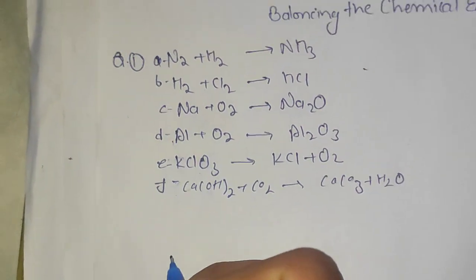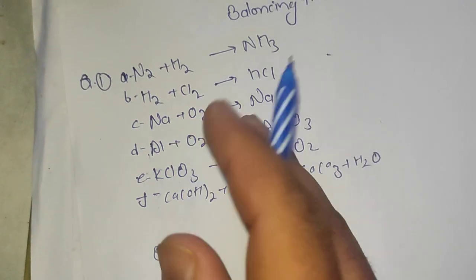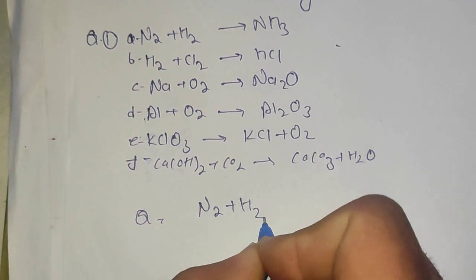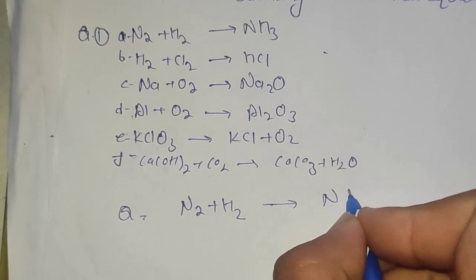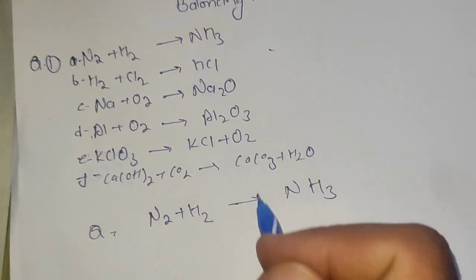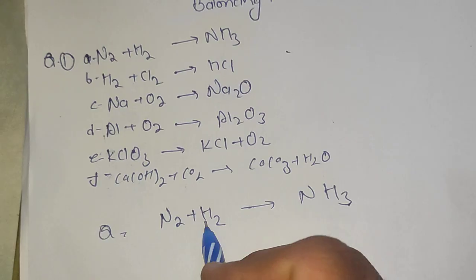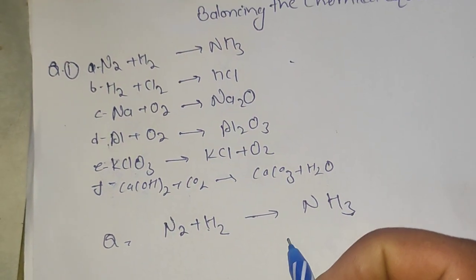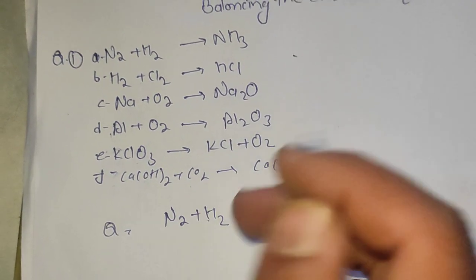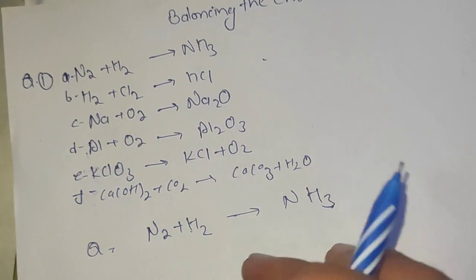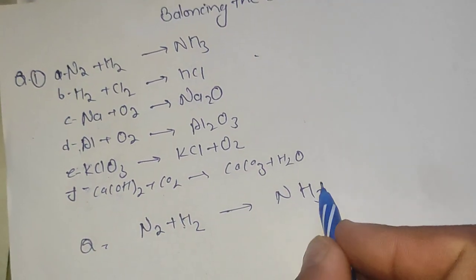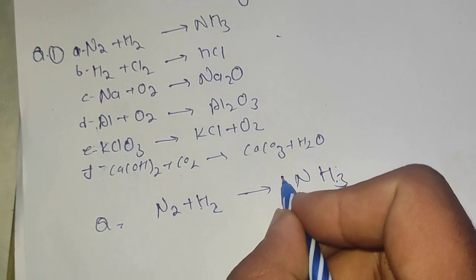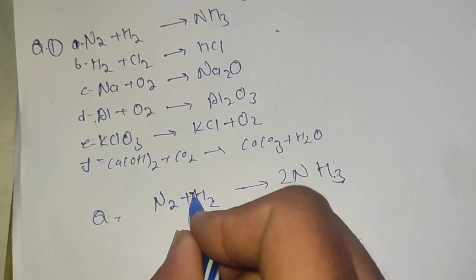Okay. So first question is nitrogen plus hydrogen gives NH3. So balance it. The highest number is hydrogen, so I balance the hydrogen first. According to the second rule, both rules are accepted. The hydrogen has 3 atoms here, and here it is 2. For balancing, I multiply by 2 so it becomes 6, and here multiply by 3.